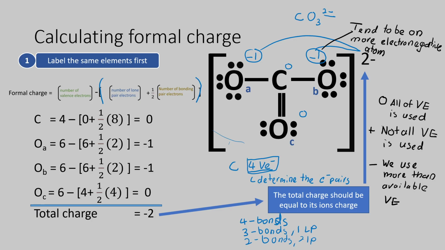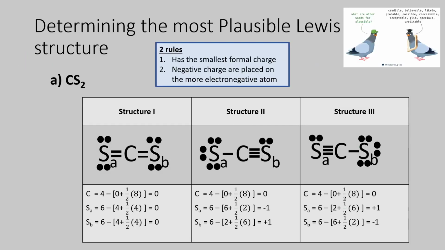Okay. Kenapa kita perlu tahu ni? Sebab, for example, untuk CS2, carbon disulfide. Okay, if you see, kalau you buat Lewis structure dia, ini betul, ini structure 2 betul, and structure 3 pun betul. Kenapa? Let's see. Tengok, semua octet tak?